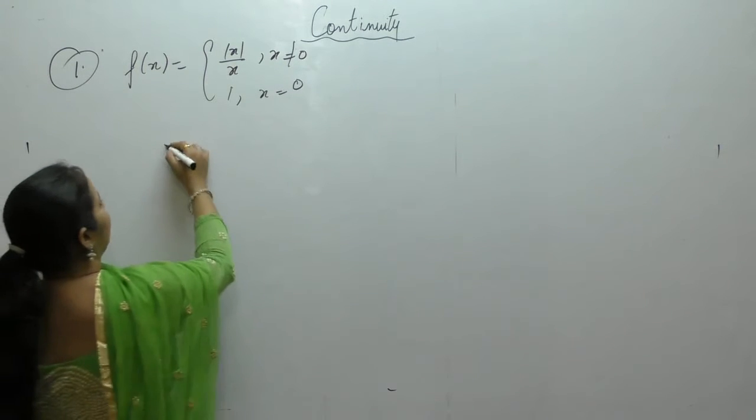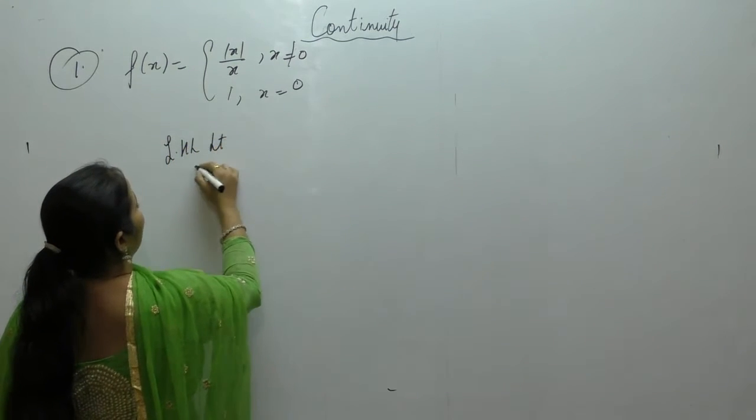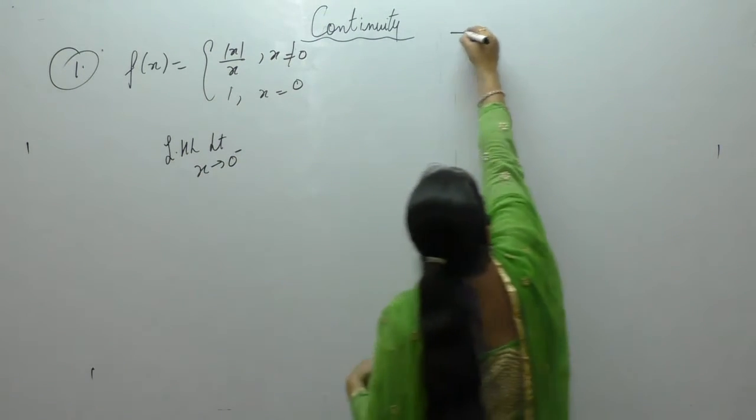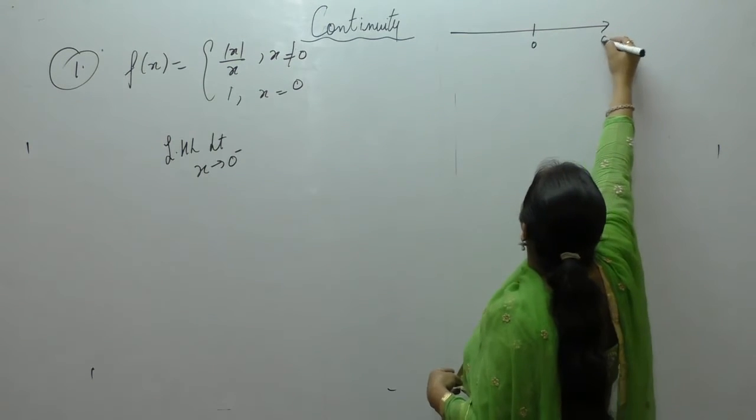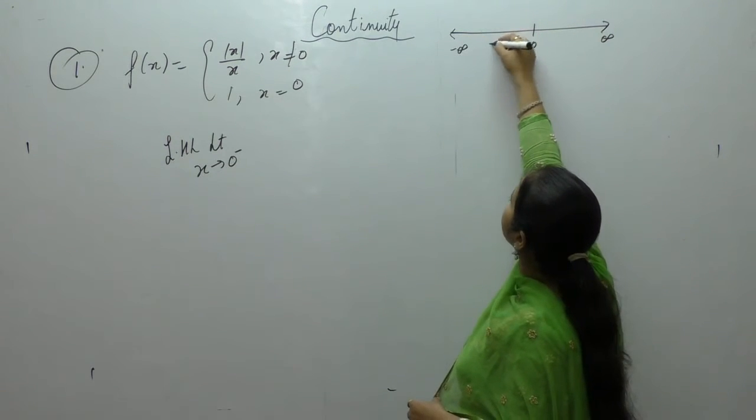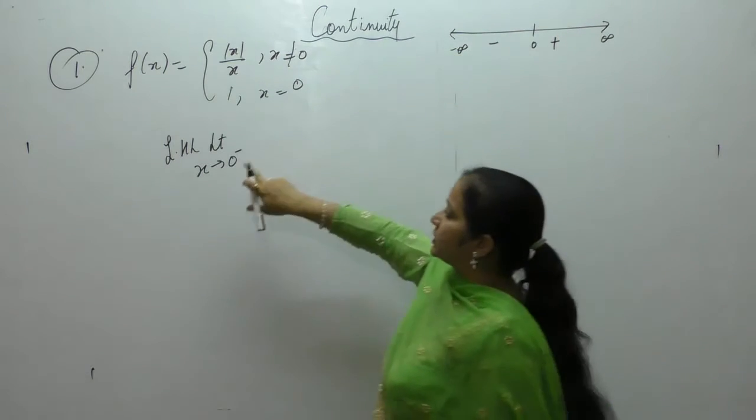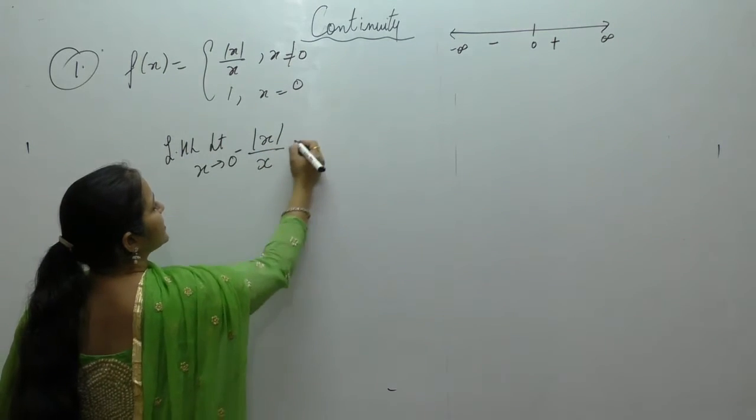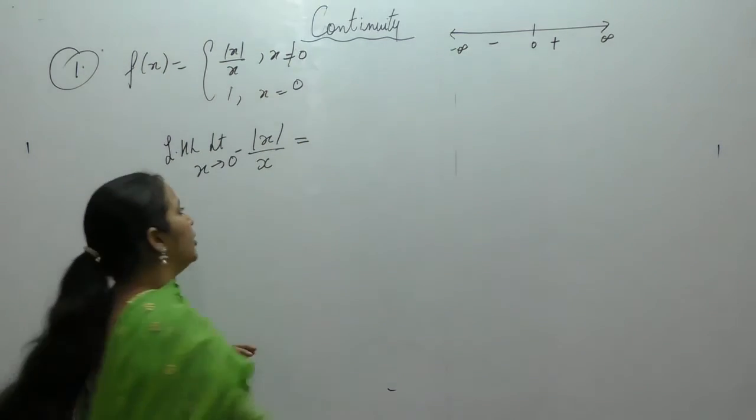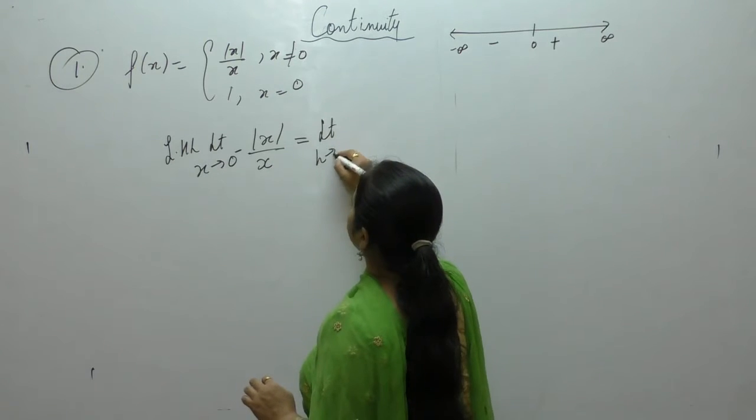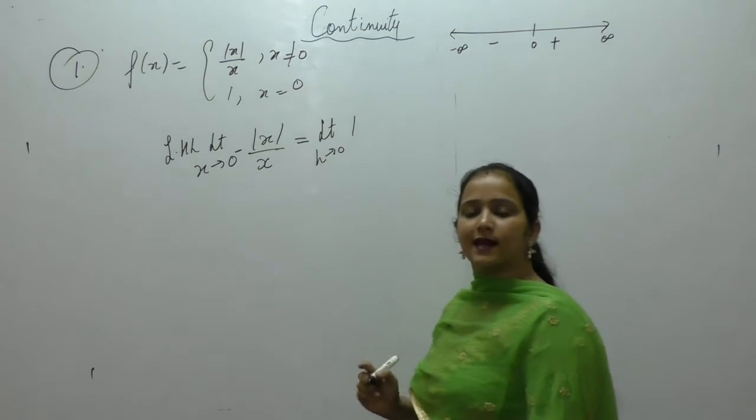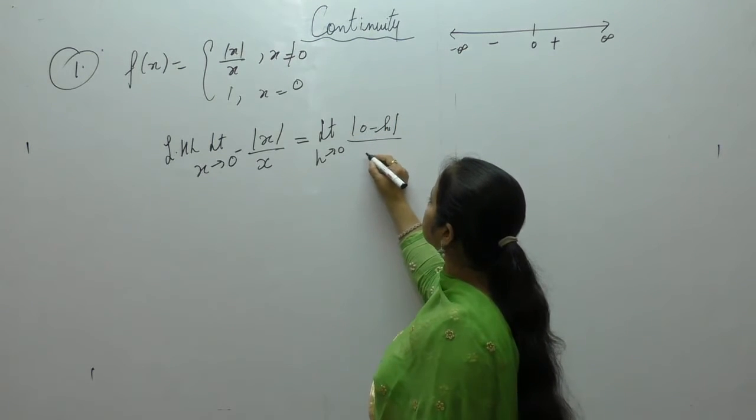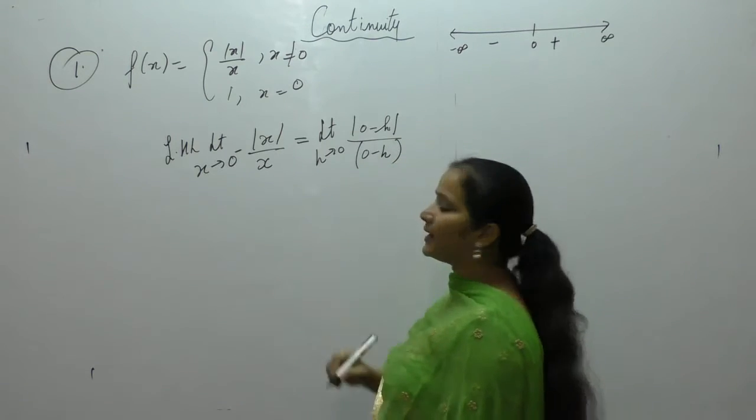Now first find the left hand limit. Limit x tends to 0 negative, so negative sign here. This is the number line with 0, infinity, minus infinity. Left hand limit is negative, so 0 negative. Function f of x is modulus of x upon x. If we want to write it as limit h tends to 0, then instead of x we put the value as 0 minus h upon 0 minus h.